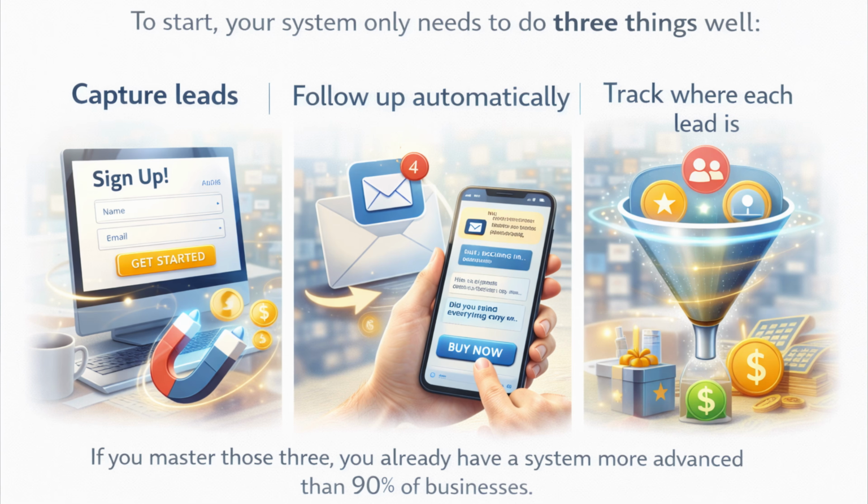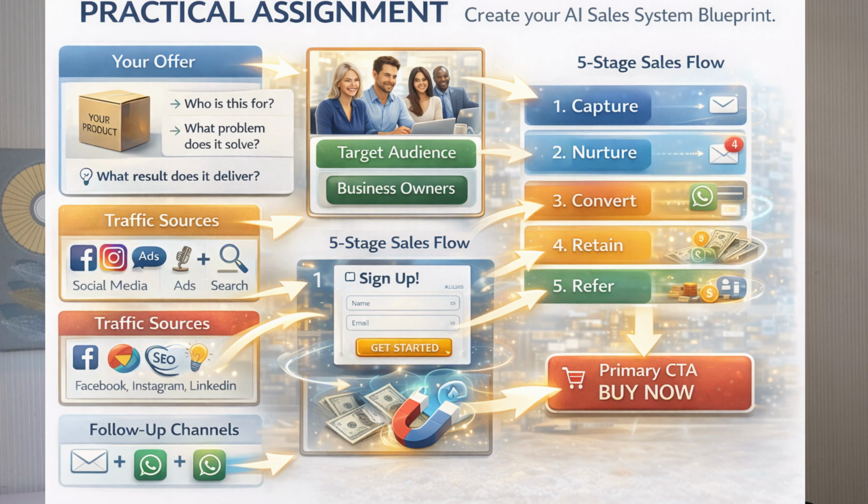So next, we're going to look at a practical assignment for you guys. So now it's time to take action. Before moving to the next module, you must complete this. The module 1 task. The task is to create your AI sales system blueprint. That blueprint should include your offer, your target audience, your traffic source, your primary CTA, call to action, and then your 5 stage sales flow. And your follow-up channel, like email, WhatsApp, bulk SMS, or chatbot, or both of them. This does not need tools yet.